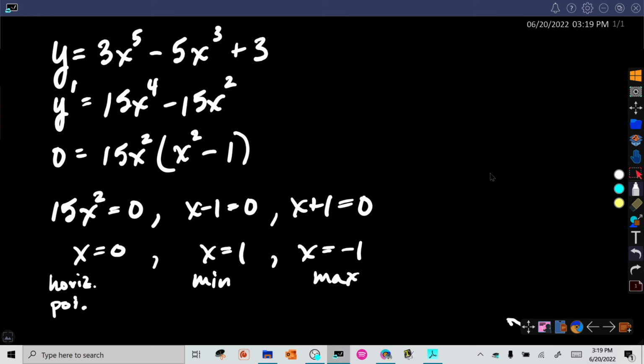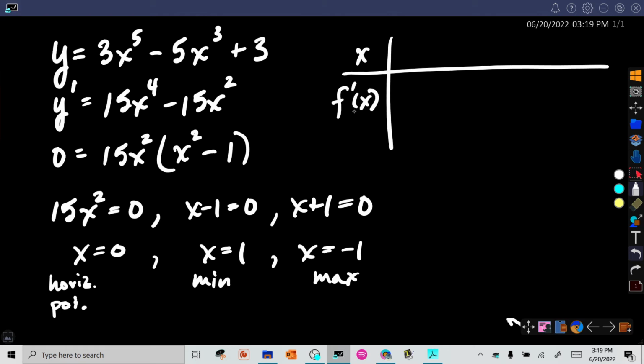There's also a test that you can apply. They call it a sign test, but the way it works is this. Suppose you've got your x and your f prime of x.